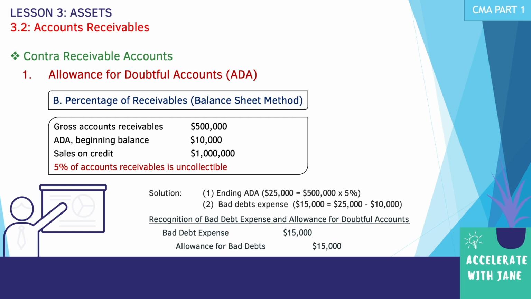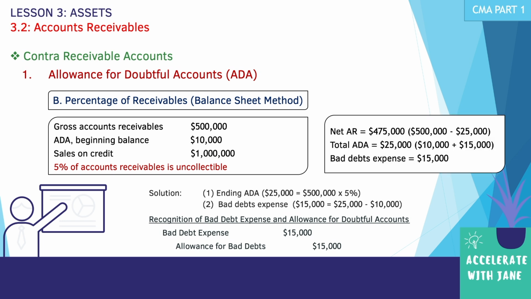So the journal entry to recognize bad debt expense and allowance for doubtful accounts: we simply debit bad debt expense of 15,000 US dollars and we credit allowance for bad debts of 15,000 US dollars. Now, when we are asked about the carrying amount or the NRV of accounts receivable, we simply deduct the ending balance of ADA, which we have computed under solution 1, 25,000 US dollars, against the gross amount of receivables, which is 500,000 US dollars, and we get the NRV of receivables, which is 475,000 US dollars.